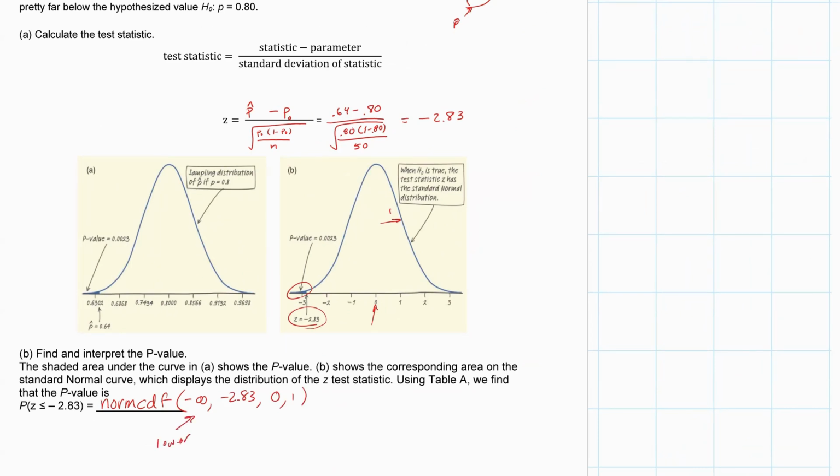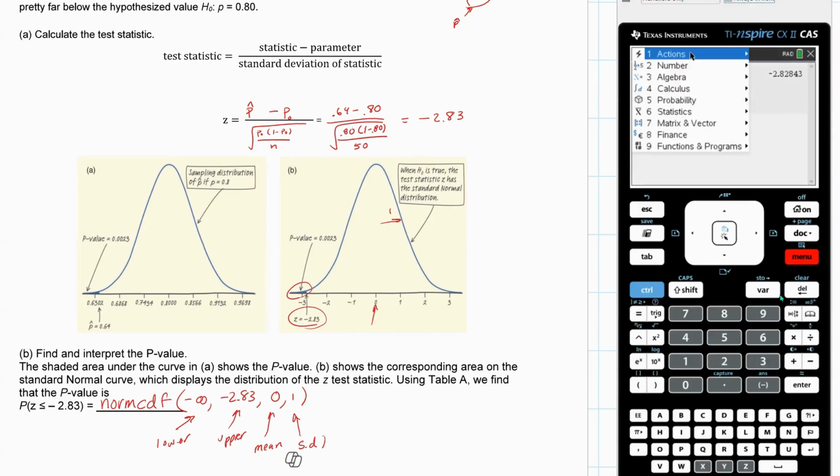And of course, we document this. This is my lower bound. This is my upper bound. This is my mean. And this is my standard deviation. So let's go back to the calculator and put that in and see what we get.